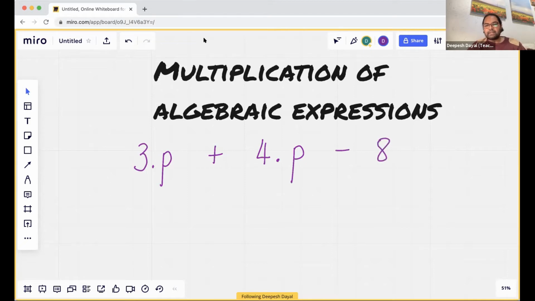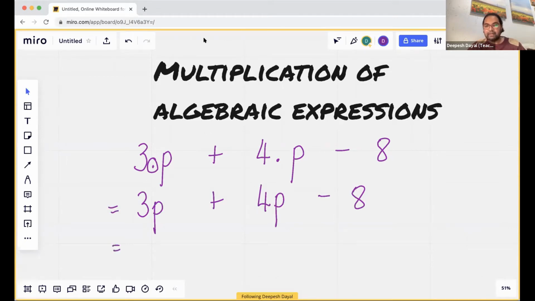What does the dot represent? Is it add, subtract, multiply, or divide? Multiply. And what's 3 times p? 3p. So this is going to be 3p plus 4p minus 8. Is that right? Yes, sir. Okay.